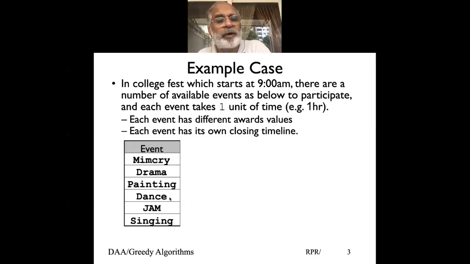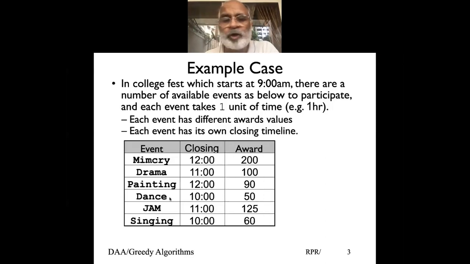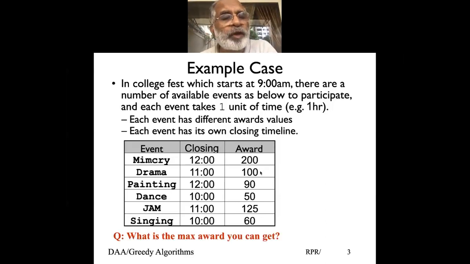Participation requires you to spend a full 1 hour, but these events close at different points in time. So mimicry would close by 12. Somebody can join the mimicry program at 9 a.m., or 10 a.m., or 11 a.m., but it will close at 12. We assume that they start at a fixed hour, not that you join at 10:38 or something of that kind. Drama will close at 11, and the painting competition will close at 12, starting at 9 o'clock. Now, when you participate, an award is given, let's say 200 points or 200 rupees for mimicry, for drama. So the job is to schedule your activities so that you get the maximum award.